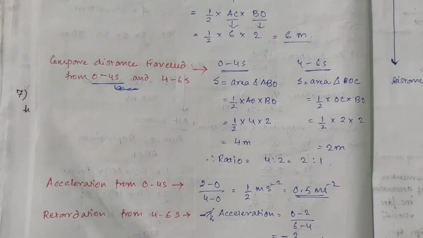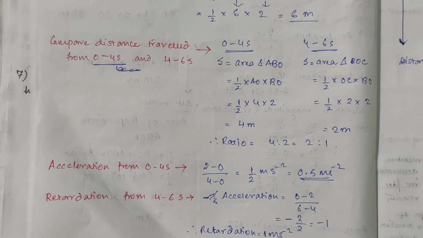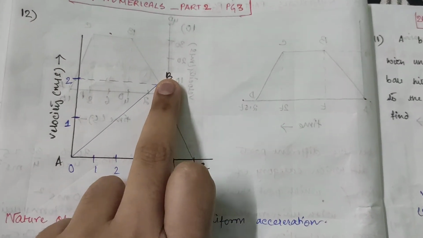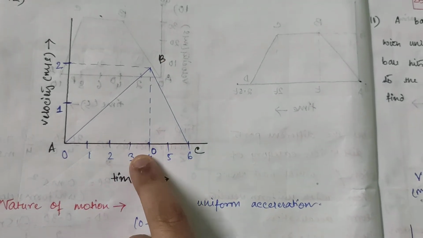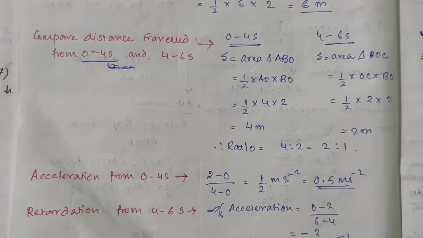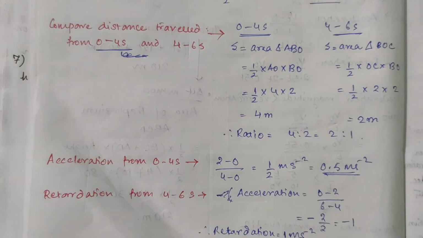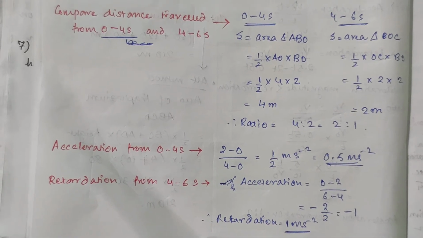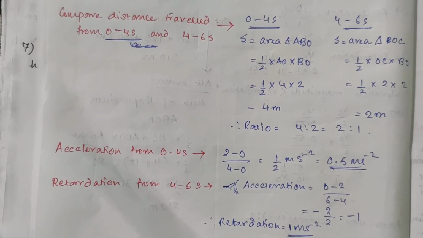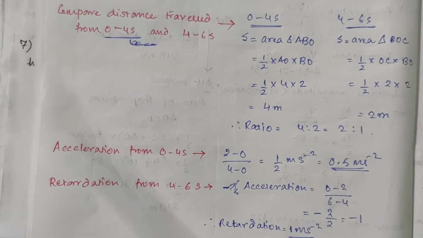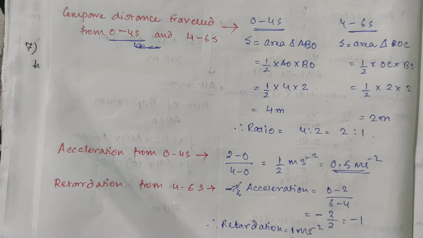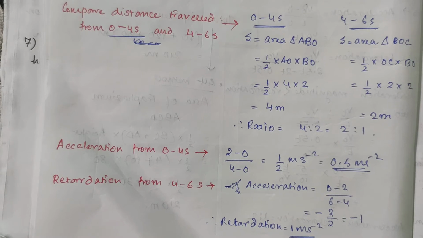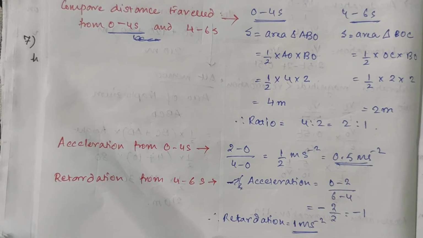Next question is you have to find the acceleration 0 to 4 and retardation 4 to 6. Obviously 0 to 4 acceleration will be change in velocity, 2 by 4. See? And retardation, I hope you can make it out from the graph only. Just that it's negative slope, that's why. If it's minus 1, I have calculated acceleration so that I can get a minus value, and I can simply write retardation as 1 meter per second square.